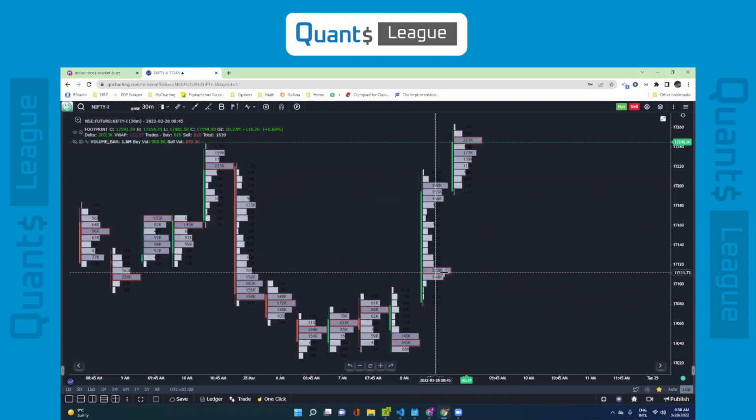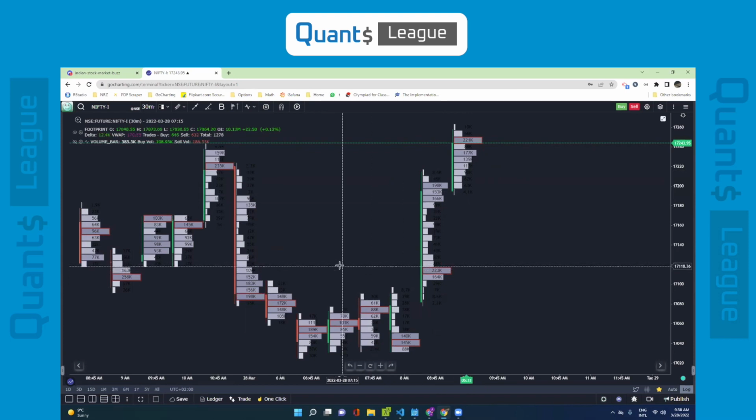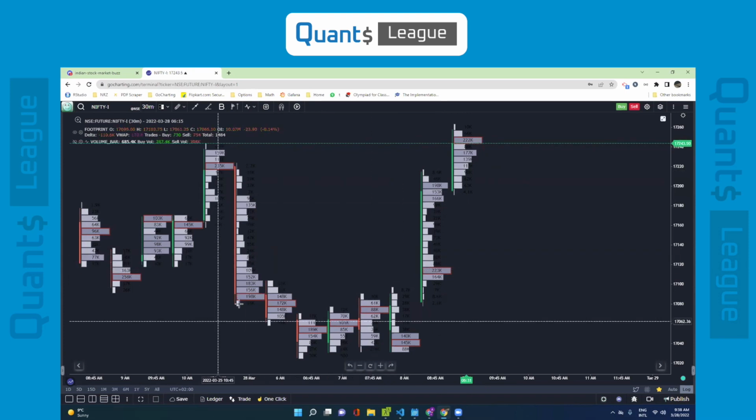So I can quickly figure out the resistance and support levels by figuring out where the highest volume is getting traded within a candle. This is a very simplistic view of the order flow that I showed you.